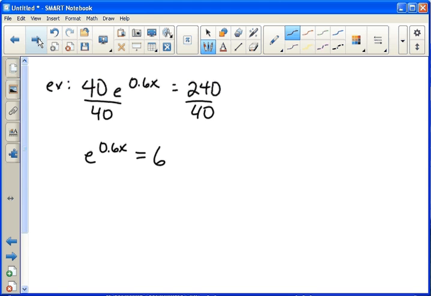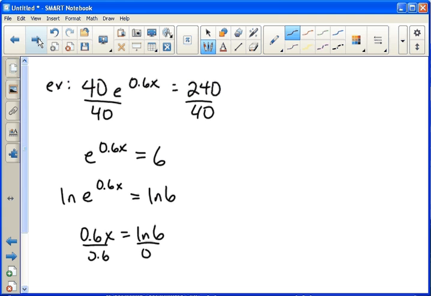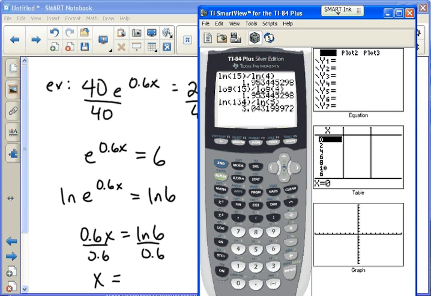Well, the nice thing when it's e is natural log just cancels out the e, so I get 0.6x equals the natural log of 6, and then just divide both sides by 0.6. So let's see what this will give us. Natural log of 6 over 0.6, and we get 2.99.